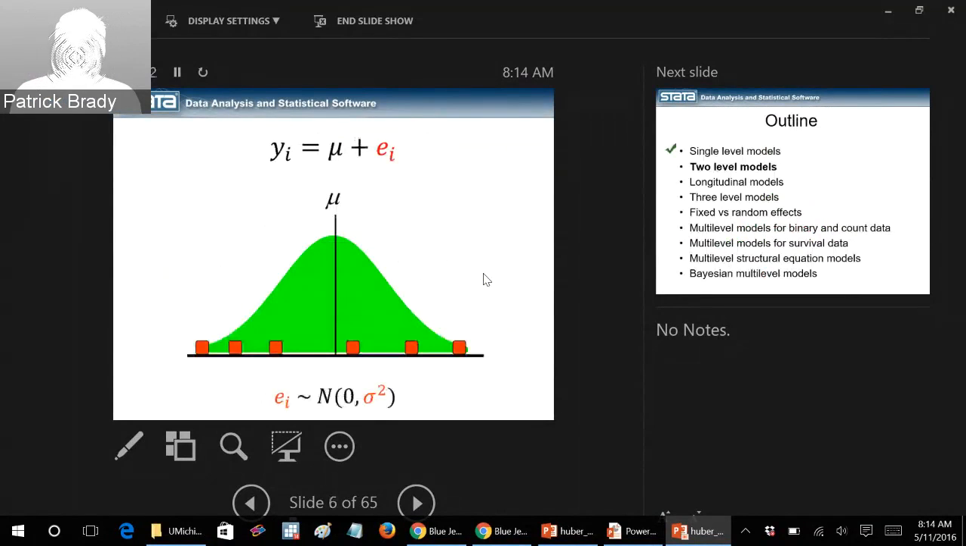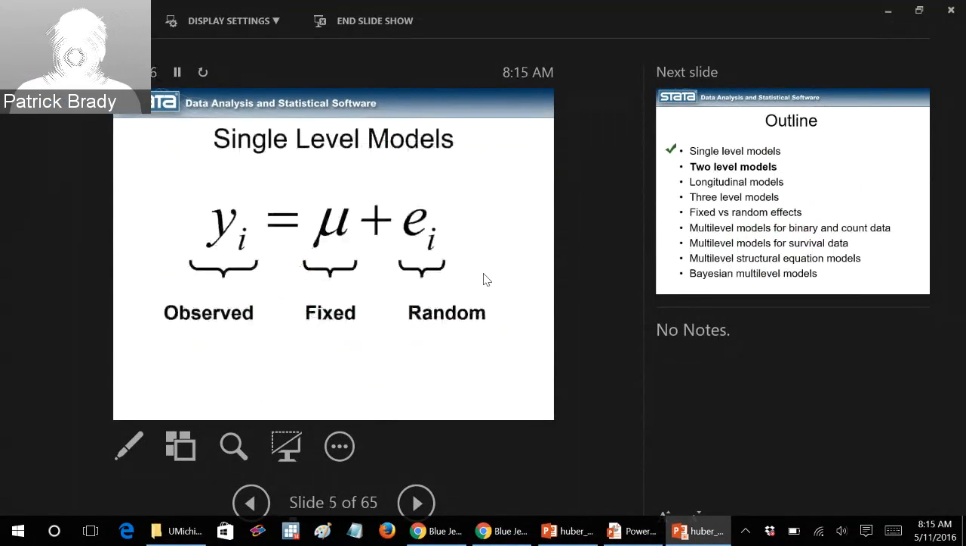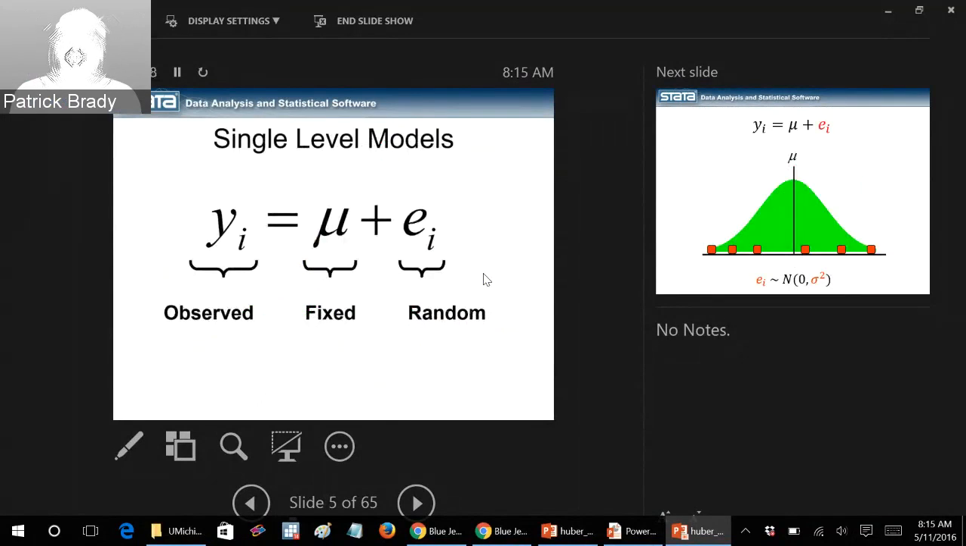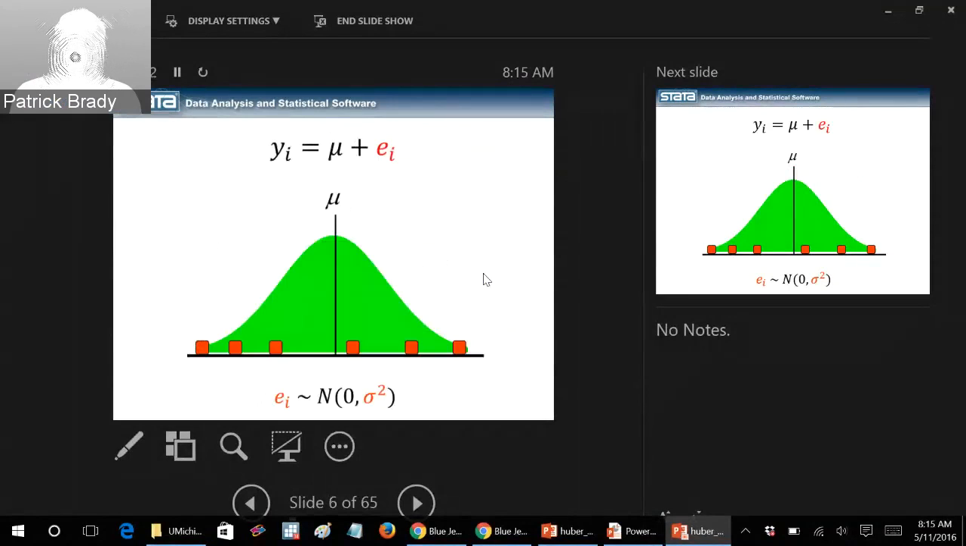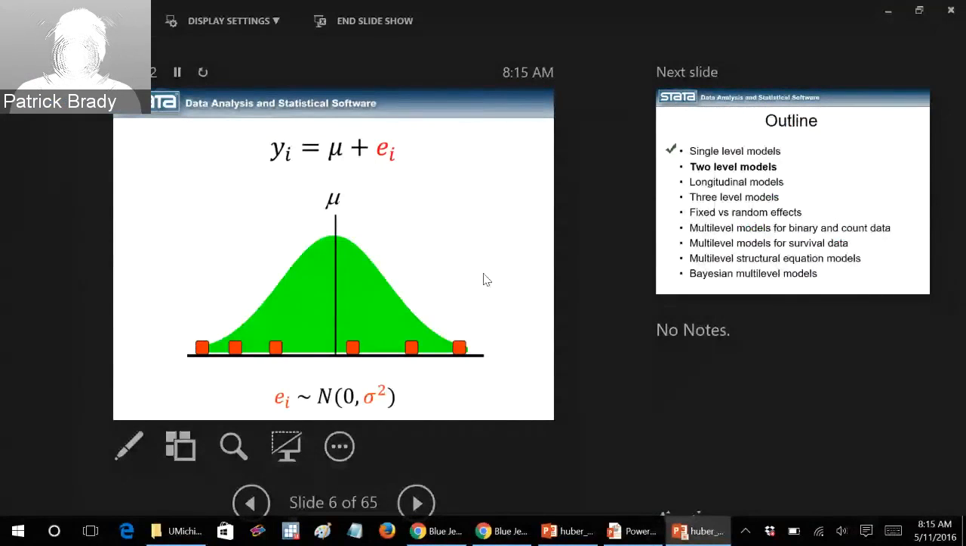So we can talk about distributions of these errors because the mu, the fixed part, is going to be the same. The average is the same for all of the observations of all of the participants. But the errors are going to be different for each person, and we can have a distribution of these error terms. By the way, they're not mistakes.